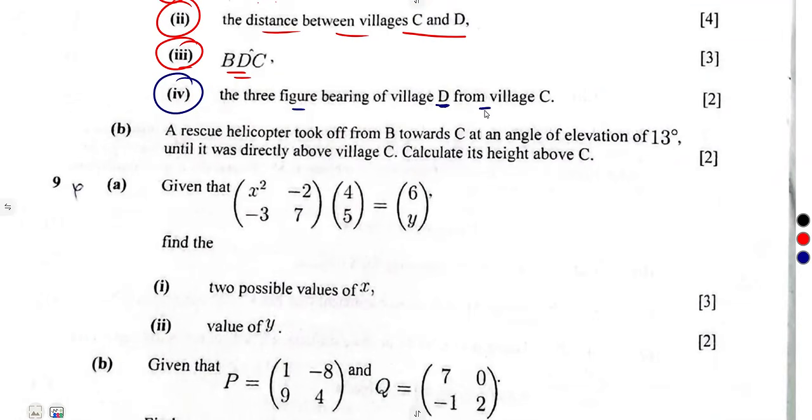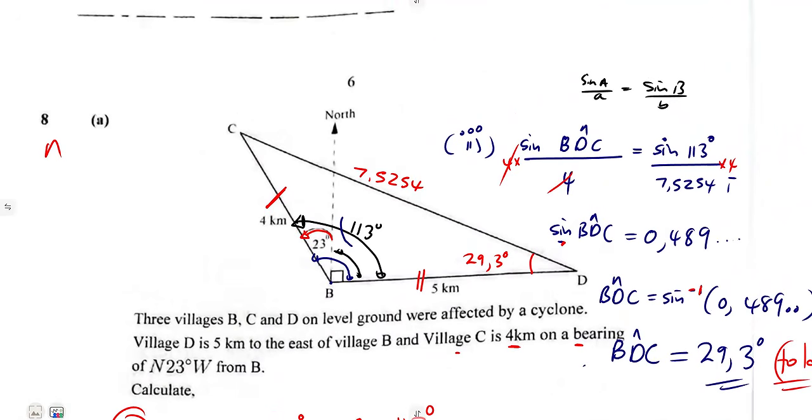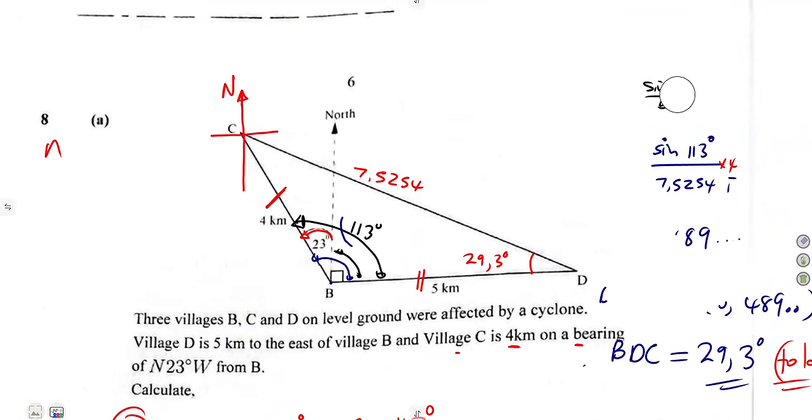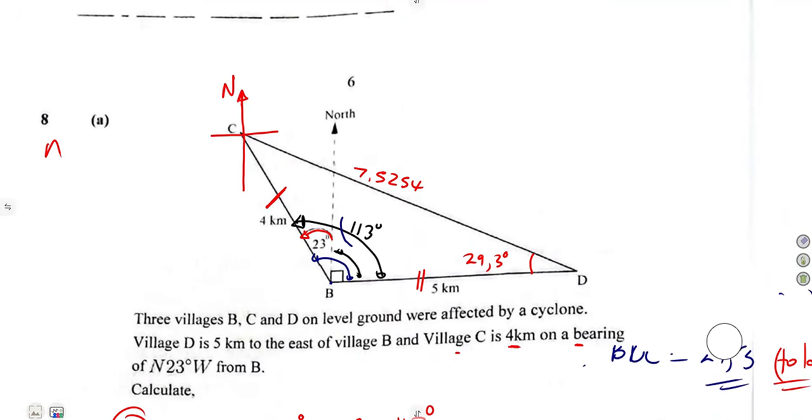Then another part that we are given is the 3-figure bearing of village D from village C. So you consider from C. We're going to have the north line at C. How do we consider the bearing? That is D from C. So that is the angle from the north at C here in a clockwise direction up to here.